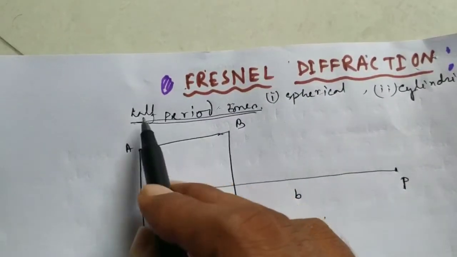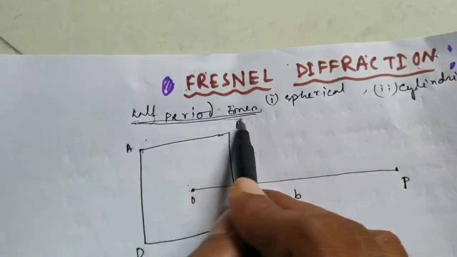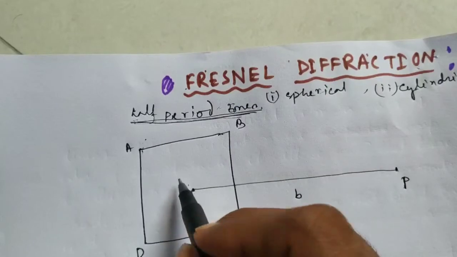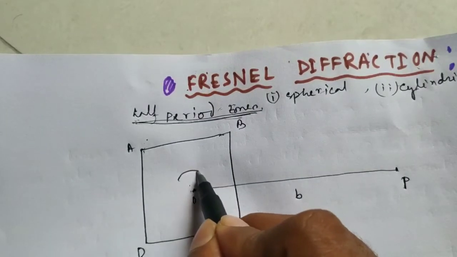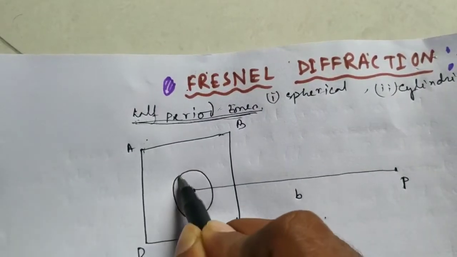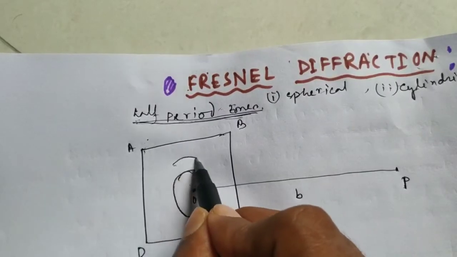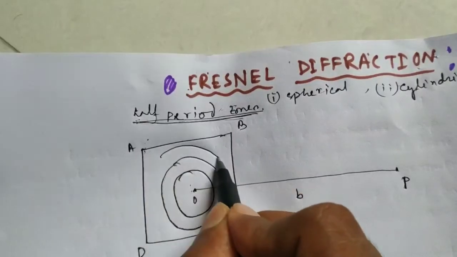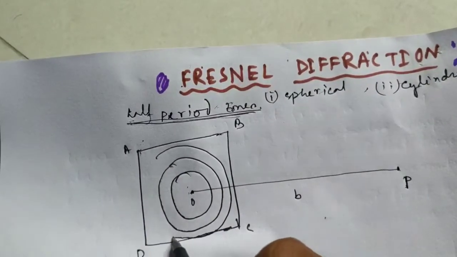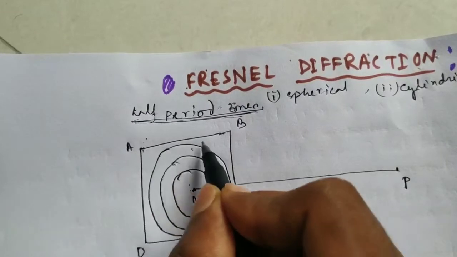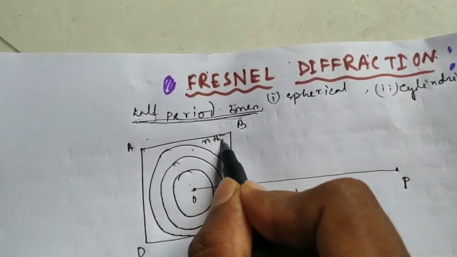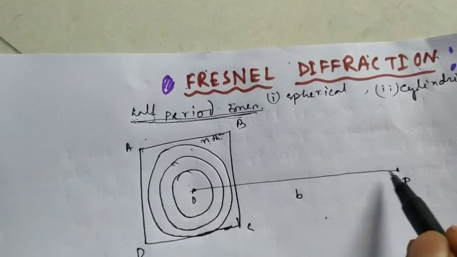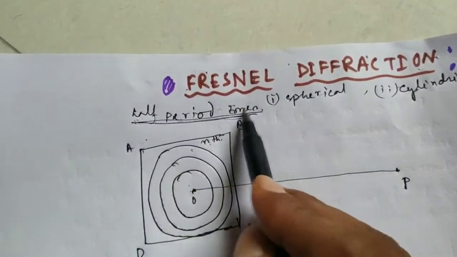Now why the regions, the zones, actually half period zones? Because if this is the first zone, this is the second zone, this is the third zone and so on, if this is the nth zone, I take this. Now why is this half period zones?